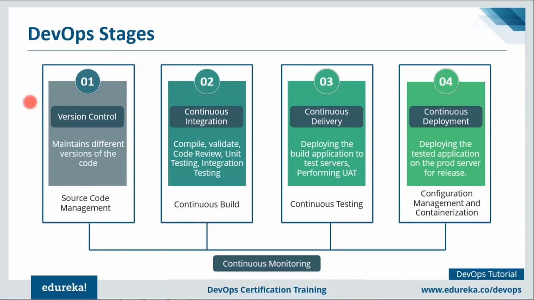That is what basically source code management or version control is. Then comes continuous integration. So here continuous integration tools like Jenkins continuously build your application. When I say build, it includes compile, validate, code review, unit testing, integration testing, and even packaging your application. So that comes under continuous integration, continuously building your application.